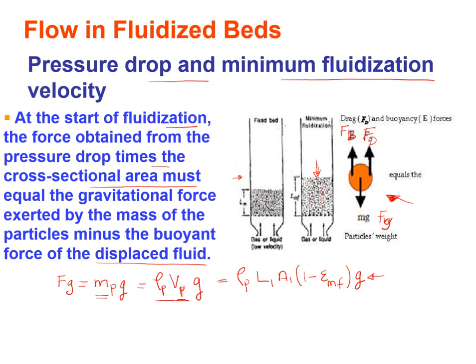Mass is equal to density times volume times G. This is the density, this is the volume that I showed you in the previous slide, and this is G. So this is the gravity force. What is the buoyancy force?